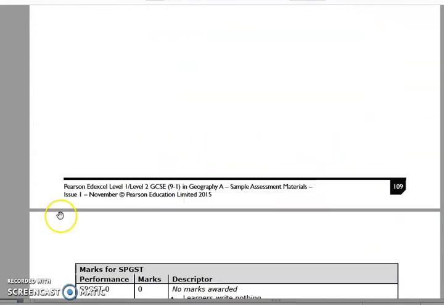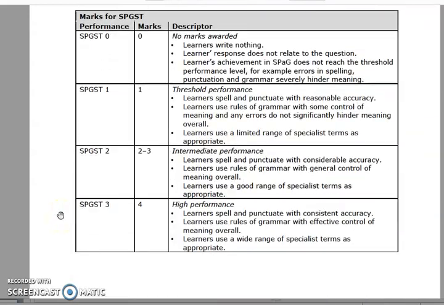Finally, we're just going to look at the spelling and punctuation and grammar marks, and you can see here that really we should be aiming for the 3 to 4 marks where we're using spellings and punctuation correctly, that your sentences make sense with good paragraphs, and you are using the specialist terms correctly. Really important to show that you're a geographer by using the correct geographical terminology.